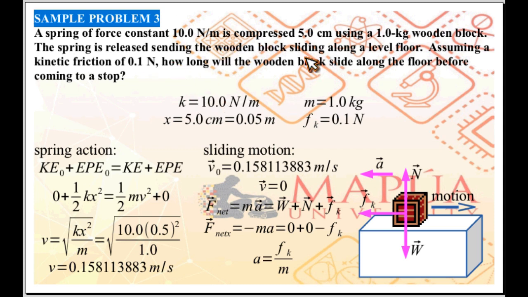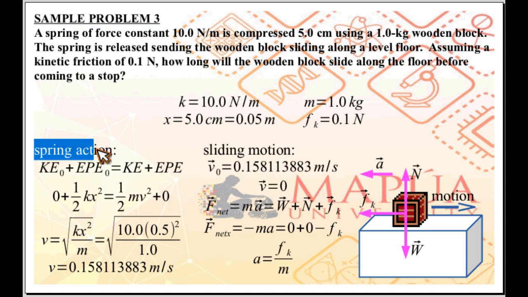The motion of the wooden block is divided into two. First, you have the spring action. The spring applies force on the wooden block, pushing it, giving it an initial velocity. The next part is the wooden block slides on the floor with the initial velocity provided by the spring action. So first, let's look at the spring action part.